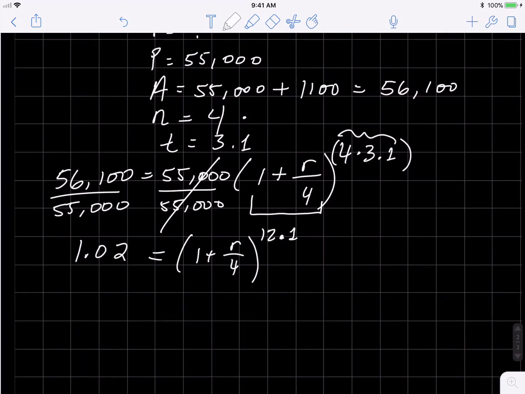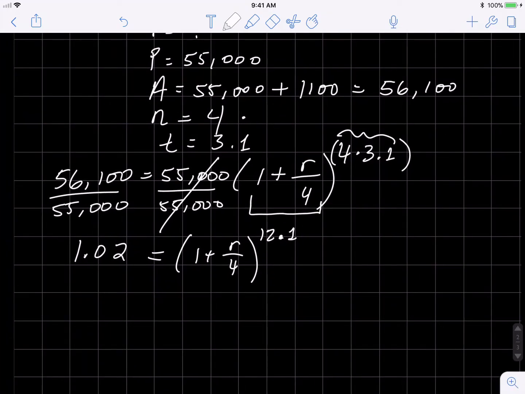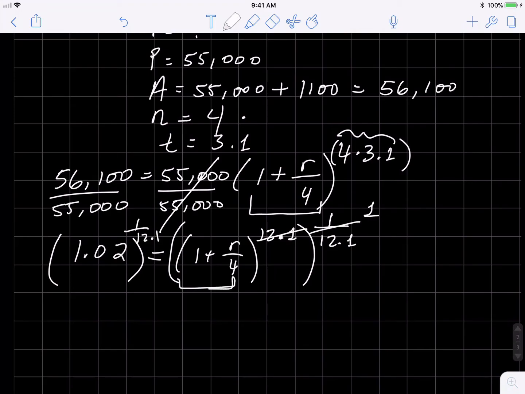Now, you, in theory, don't know logs yet. If you do, go ahead and use logs. But what we're going to do is raise both sides to the power of 1 over 12.1. We're going to do this because when we raise a power to a power, recall that we multiply. So 12.1 times 1 over 12.1 will just be a 1. And we'll be left with what's in the parentheses here. So what we have then is 1.02 to the 1 over 12.1 equal to 1 plus r divided by 4.